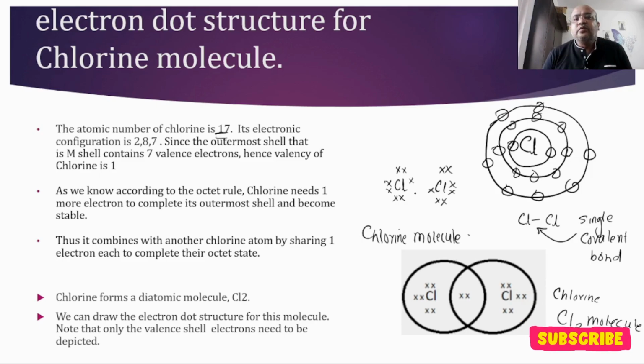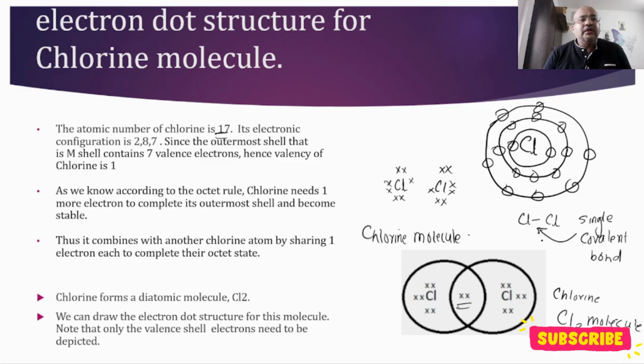Then what will chlorine do? Chlorine will combine with another chlorine by sharing one electron each to complete its octet. Therefore, chlorine forms a diatomic molecule. Here you see the sharing has been done, so the diatomic chlorine molecule is formed. And as I told you earlier, a pair of crosses or a pair of dots represents a single covalent bond. So here a single covalent bond has been formed.